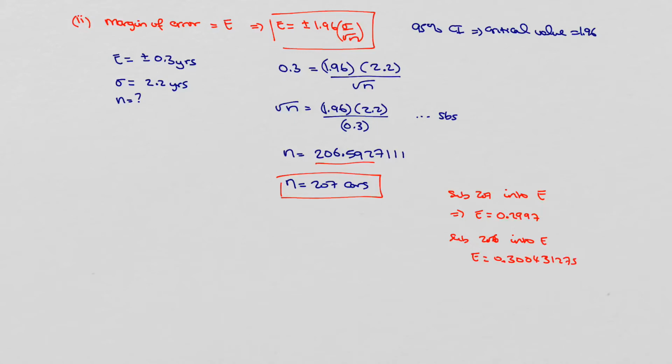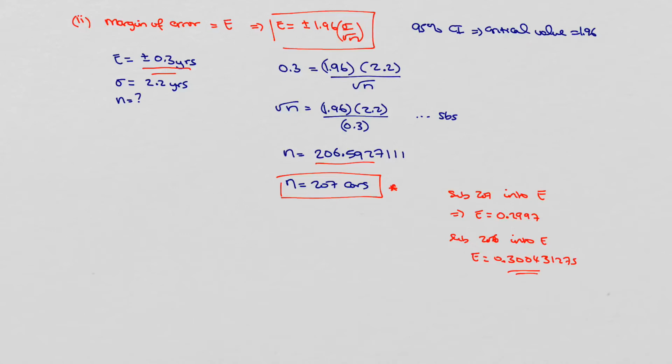So you can see, even if you're not sure whether you have to round up or round down, if you sub it back in quickly, you can clearly see that it's lying outside. So that's greater than the margin of error range, because we wanted it within the 0.3 years. So therefore it has to be just under. So really important that, just to make sure that you're giving the correct answer there.